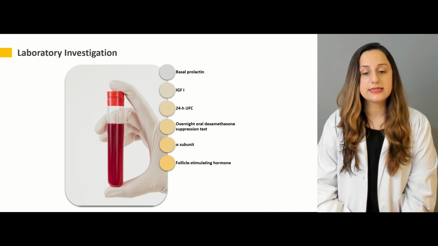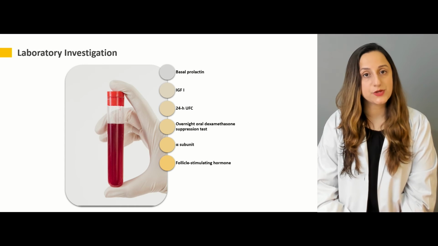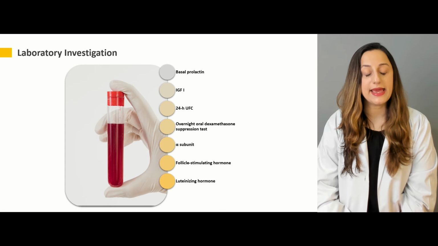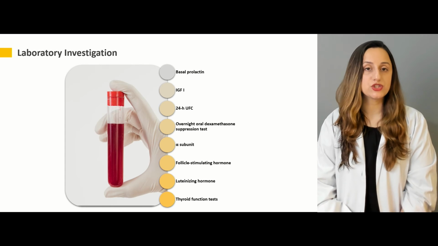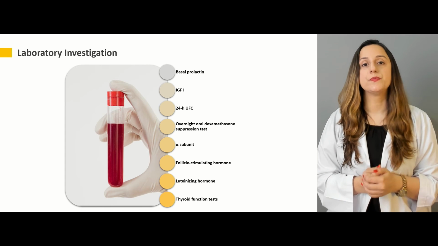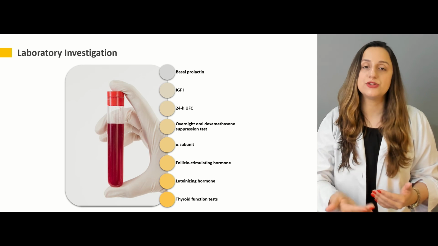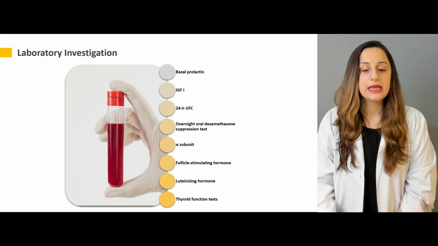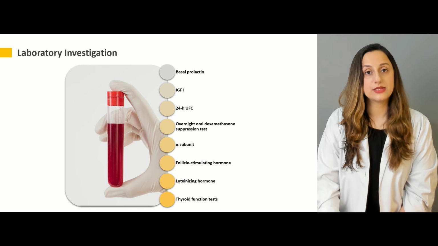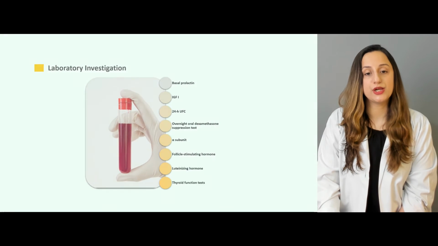Alpha subunits, then we have the FSH, which is again secreted by the anterior pituitary. The LH is also secreted by the anterior pituitary. The thyroid function tests are again going to help determine whether it's an anterior or a posterior pituitary, as TSH is secreted by the anterior pituitary lobe.